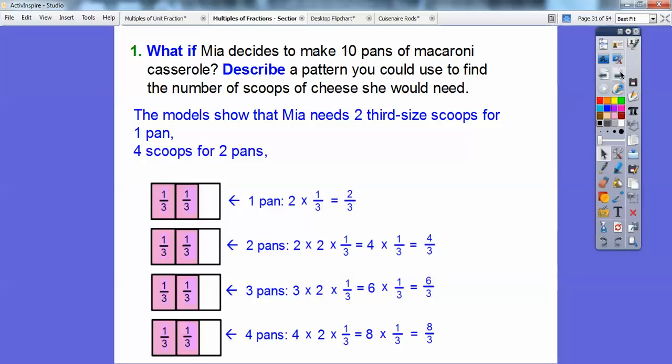So she's going to need 4 scoops for 2 pans. So can you see there's 4 scoops for 2 pans? So there's going to be 4 third-size scoops right here. And we'll just call them scoops because they're scoops of a third. Okay, and then if we did 3 pans, you guys, so 3 pans is going to give us 6. Okay, and so on. So do you see the pattern right here? They just keep doubling because it's 2/3 size of them right there.